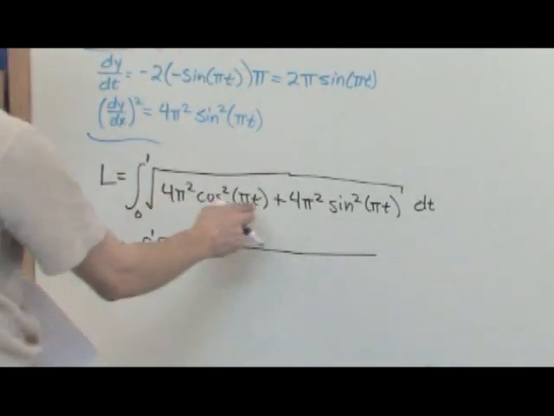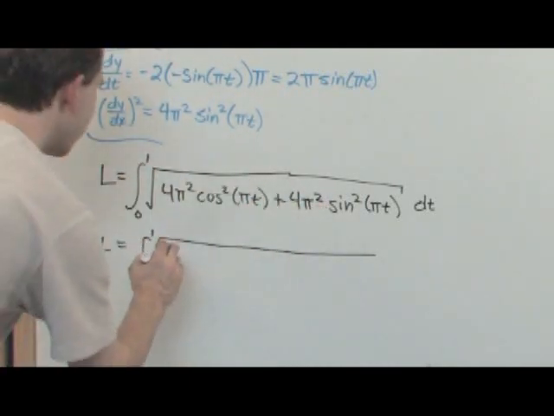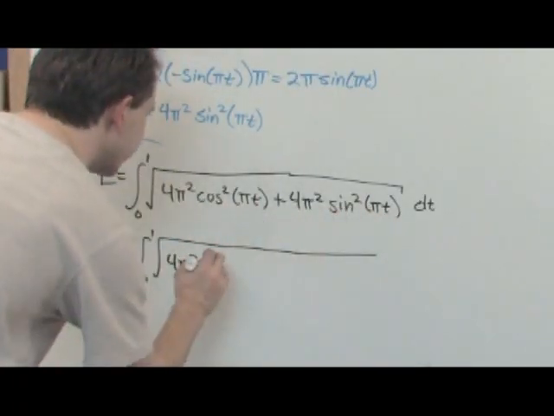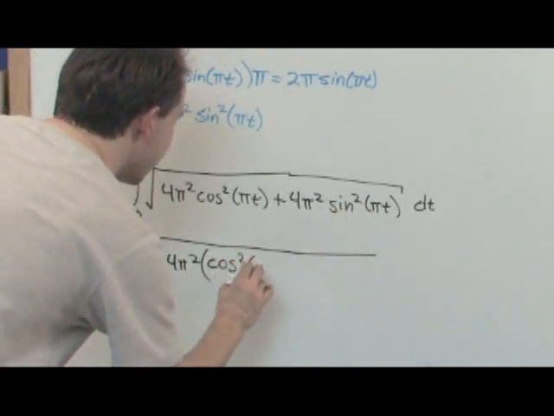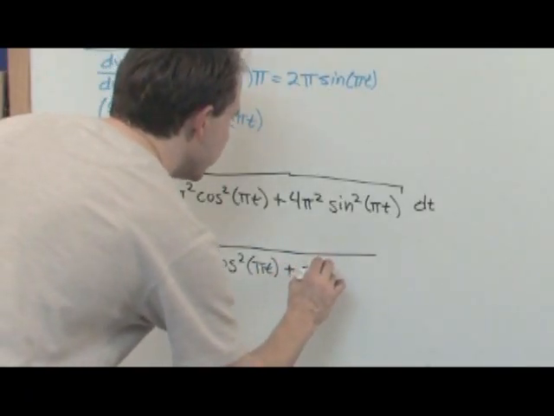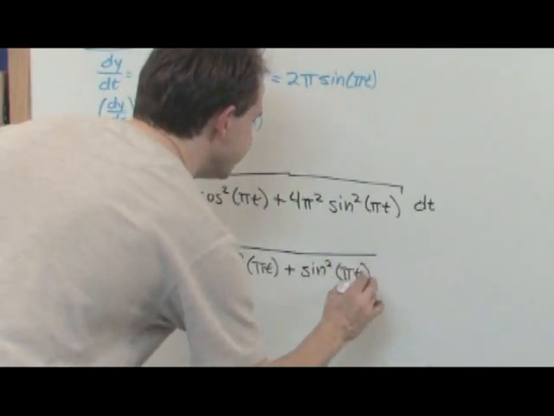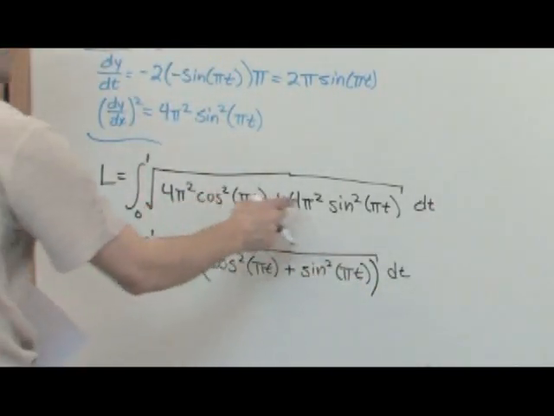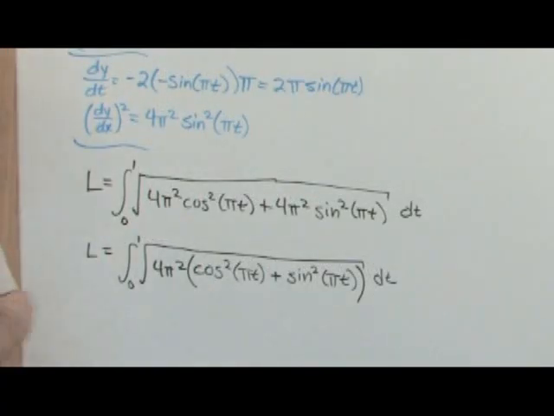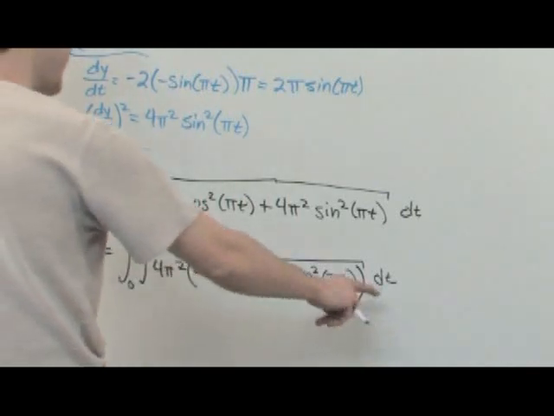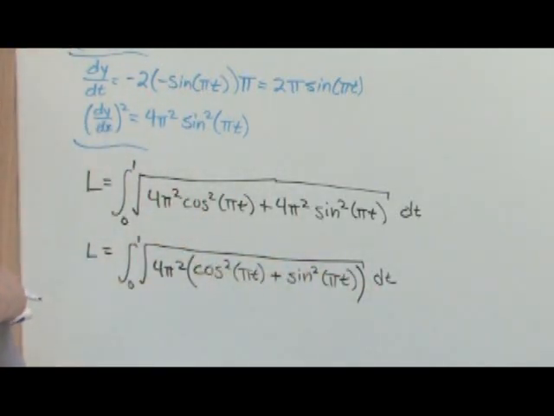Now what can we do inside here? I've got a 4 pi squared common and a 4 pi squared, so I'm going to factor that out. It's going to be 4 pi squared, and on the inside I'm just going to have this plus this, which is going to be cosine squared of pi t plus sine squared of pi t, dt. So all I've done here is I factored out the 4 pi squared. The reason I did that is because I can take the square root of this and pull it outside the integral, and then I'm going to have some stuff left on the inside.